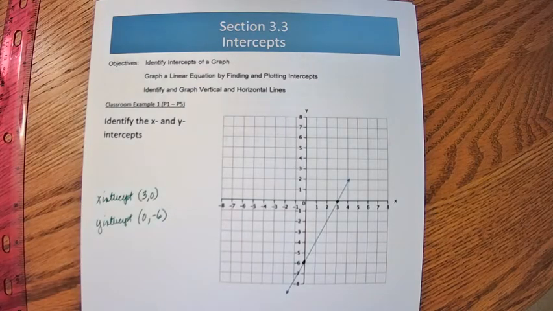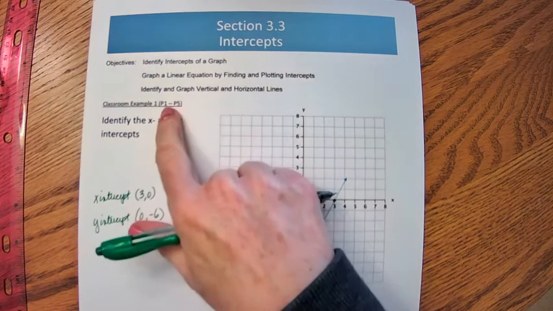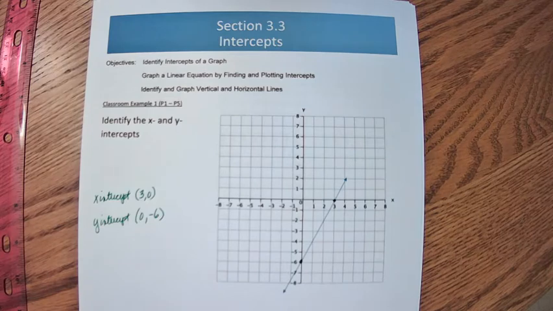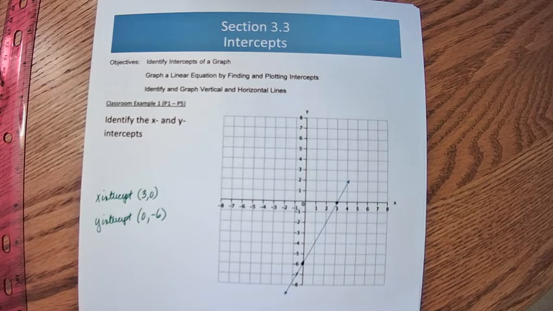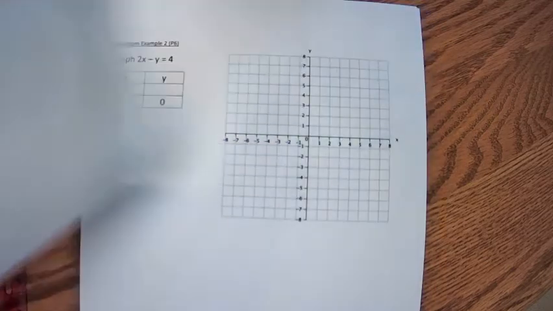So sometimes the information that you'll be given about a line is its x-intercept or its y-intercept. So you go ahead and look at practice problems 1 through 5. They've got some graphs, and you're going to pick out the x and y intercepts. Remember, x and y intercepts are ordered pairs. They're points.